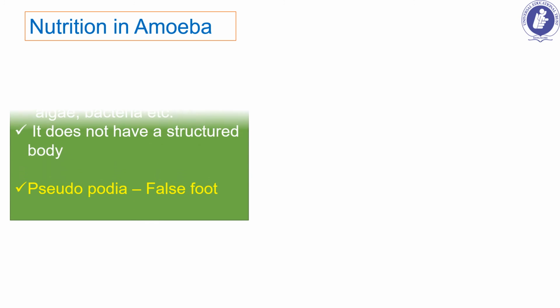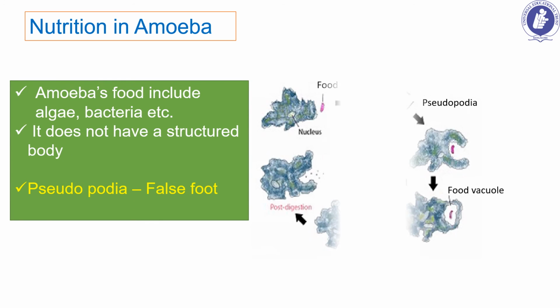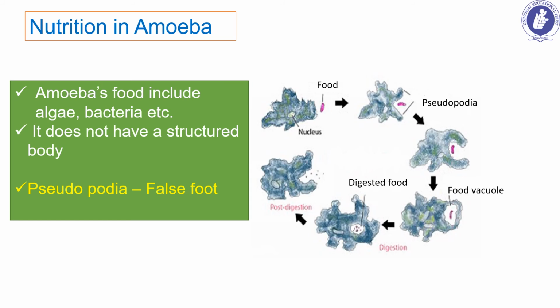Let us learn how the process of nutrition happens in amoeba. Amoeba's food includes algae and bacteria. Other microscopic organisms like algae and bacteria are food for amoeba. Amoeba does not have a structured body. That means you can draw amoeba however you wish. Inside its body there should be a nucleus. Pseudopodia. The meaning of pseudopodia is false foot.